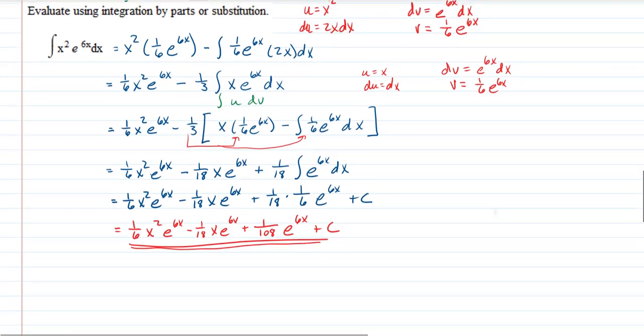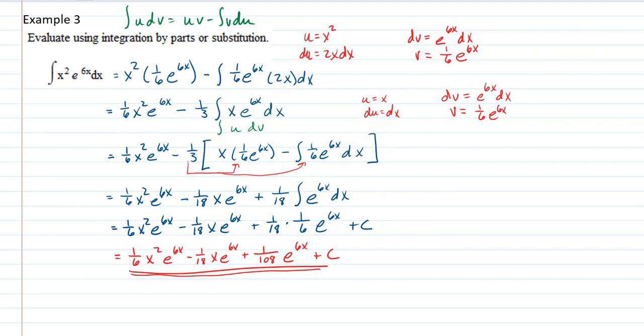The question was, did you do the u dv thing twice? And the answer is yes, I did the integration by parts formula twice for this problem. The first time I did it, it worked the x squared down to an x, and then the second time I did it, the x went away, and then it left me with an integral of e to the 6x that I could then evaluate.